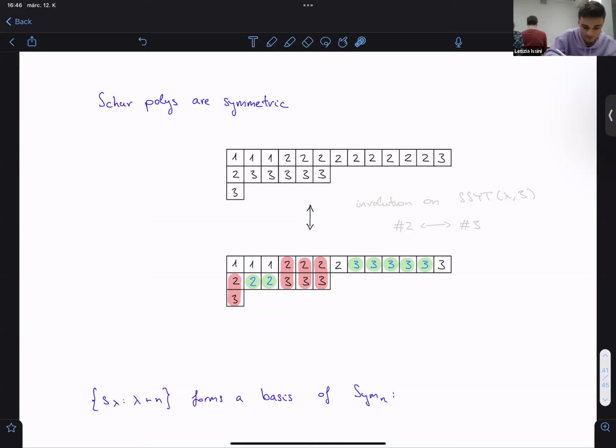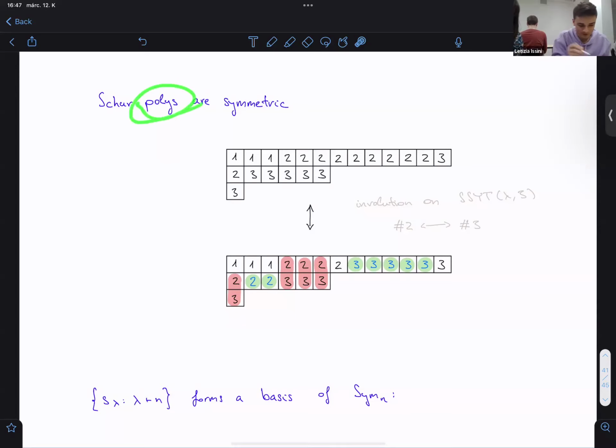So for example, in the first row, these guys are going to be free. There will be 6 2s and 1 3. And here there will be 1 2 and 6 3s. So we'll do that. That will be an involution, and it's well defined for semi-standard Young tableau, and it shows that Schur functions are symmetric. Not only are they symmetric, but they also form a basis of symmetric polynomials.